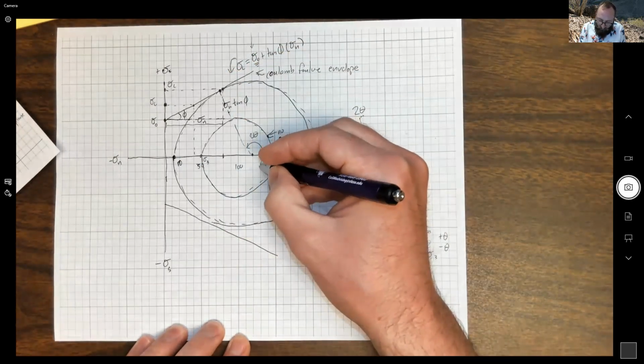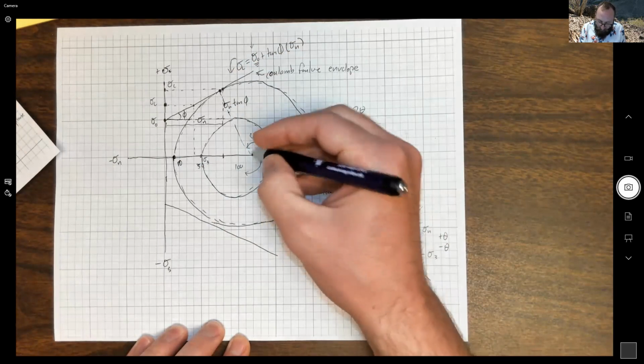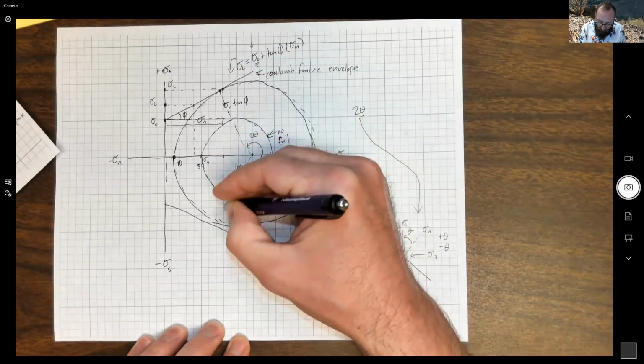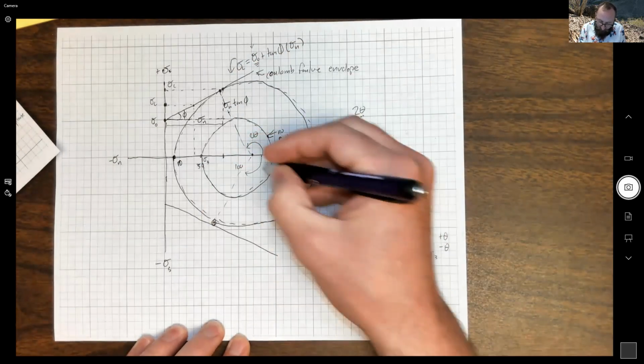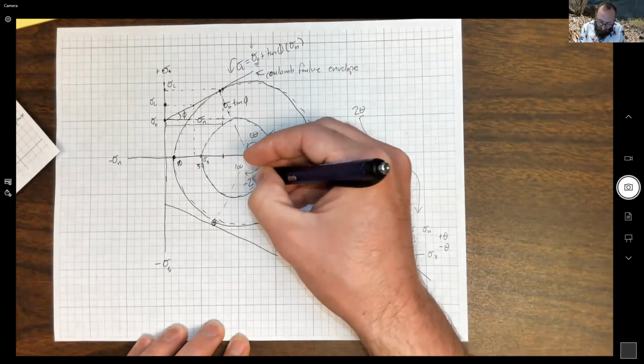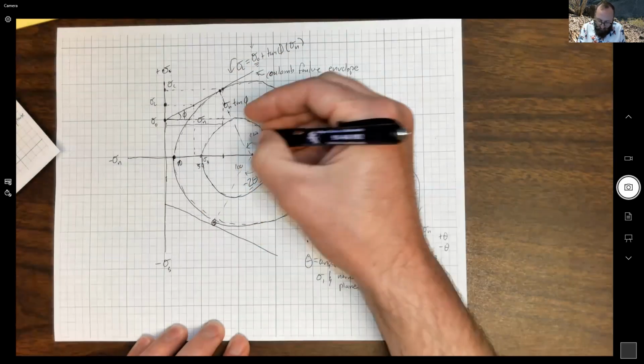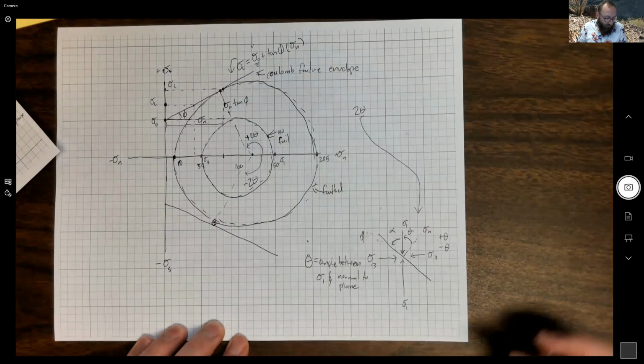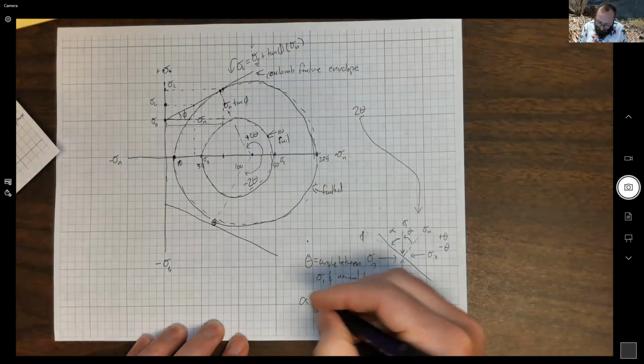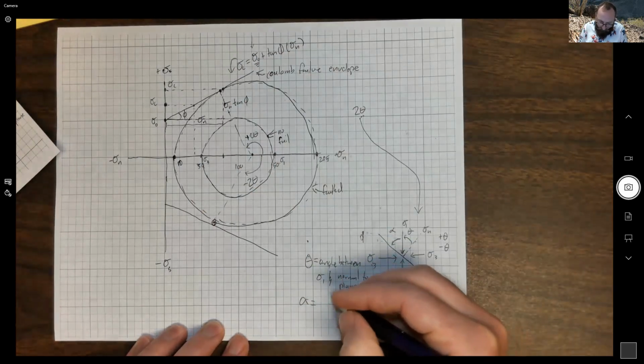So we could read off this clockwise, and this 2 theta would just be negative 2 theta. Okay, this is positive 2 theta. Okay, and then alpha is what we call the failure angle.